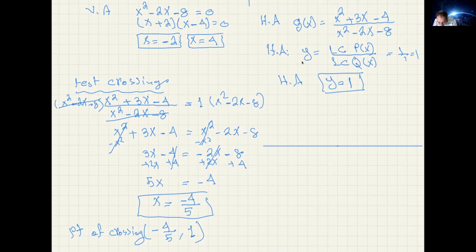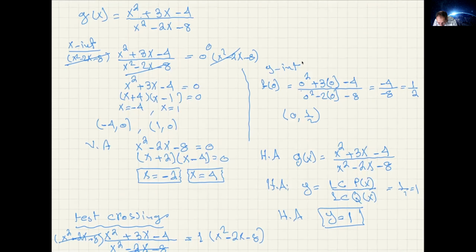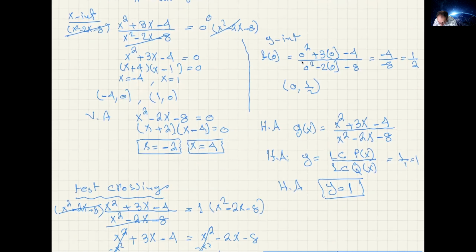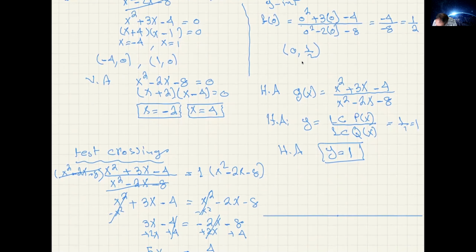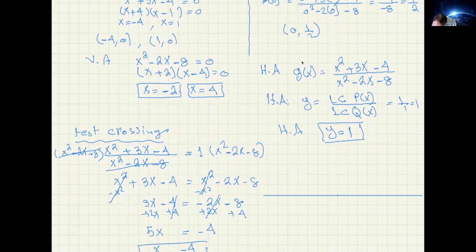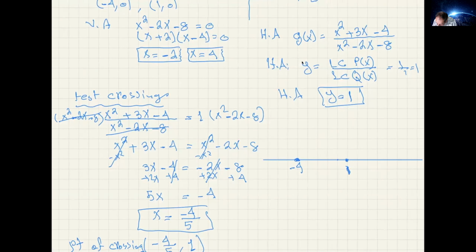So let's see. I have the x-intercepts first: negative 4 and 1. I have 0, 1, 2, 3, negative 4, and 1. Here is 1. And for the vertical asymptotes, I have negative 2 and 4. The vertical asymptotes here: negative 2, and 2, 3, 4.